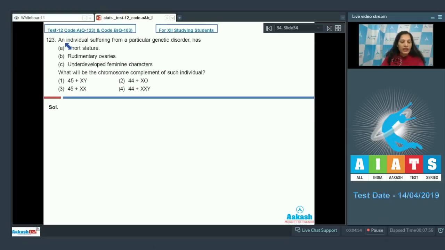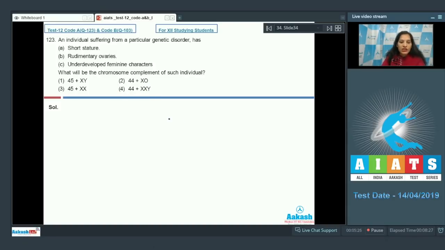Question number 123. An individual suffering from a particular genetic disorder has A. Short stature, B. Rudimentary ovaries, C. Underdeveloped feminine characters. What will be the chromosome complement of such individual? First option 45 plus XY, second 44 plus X0, third 45 plus XX, fourth 44 plus XXY.